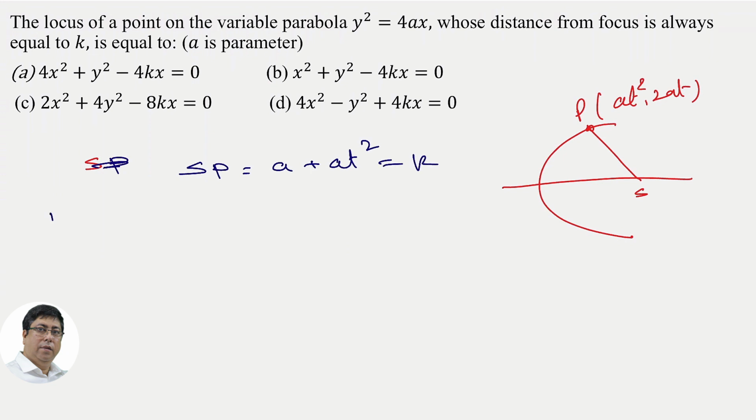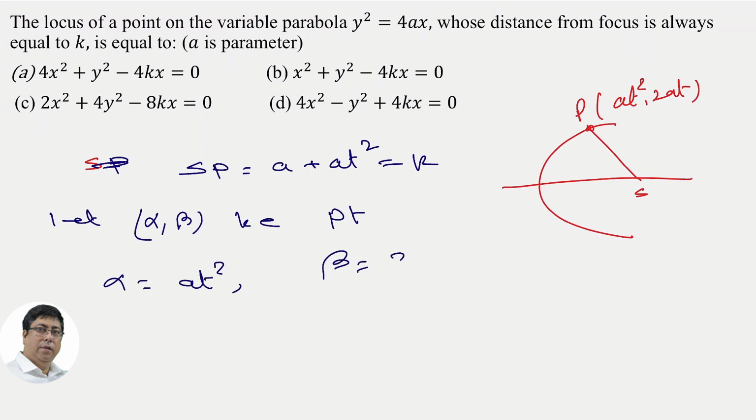Let alpha, beta be the moving point. So alpha equal to at square and beta equal to 2at. Now we can do one thing, just divide. We have to eliminate t actually. So alpha by beta equal to t by 2. And if we put the value here, we can get a equal to beta square by 4 alpha.